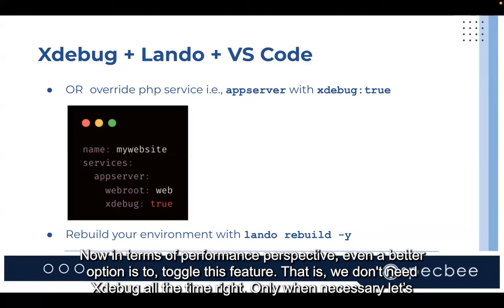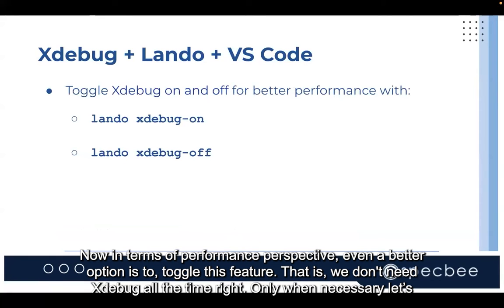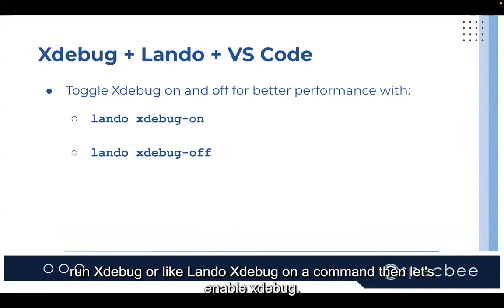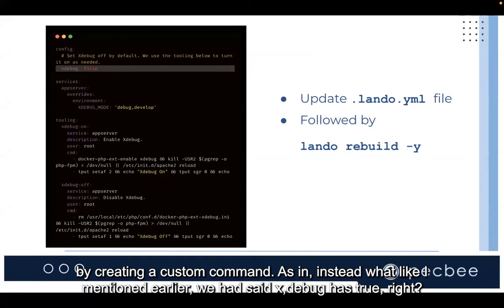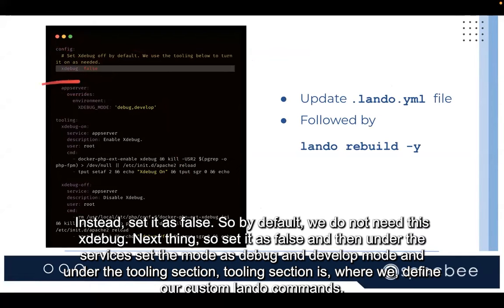Now, from a performance perspective, an even better option is to toggle this feature. We don't need XDebug all the time, right? Only when necessary, let's run something like a lando xdebug command and then enable XDebug. When we don't need it, we disable it. So we can also toggle this feature by creating a custom command. As I mentioned earlier, we had set xdebug as true. Instead, set it as false.